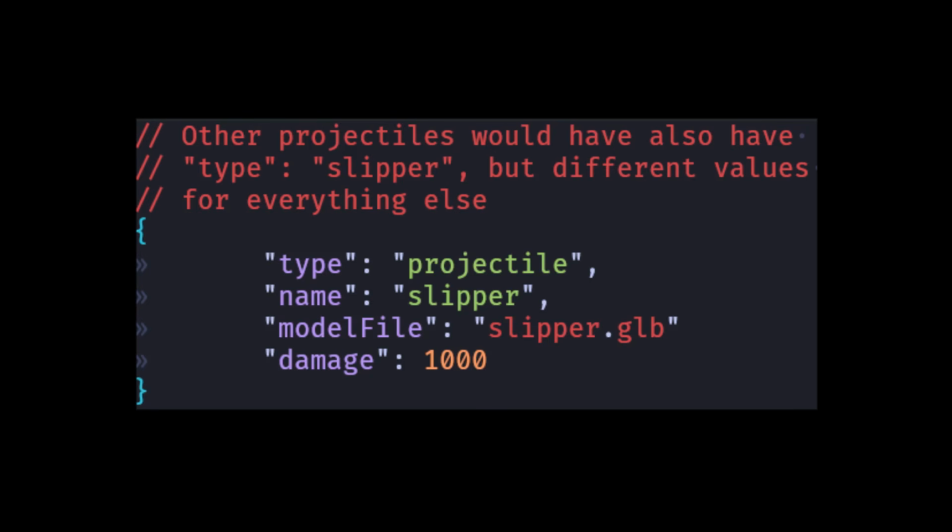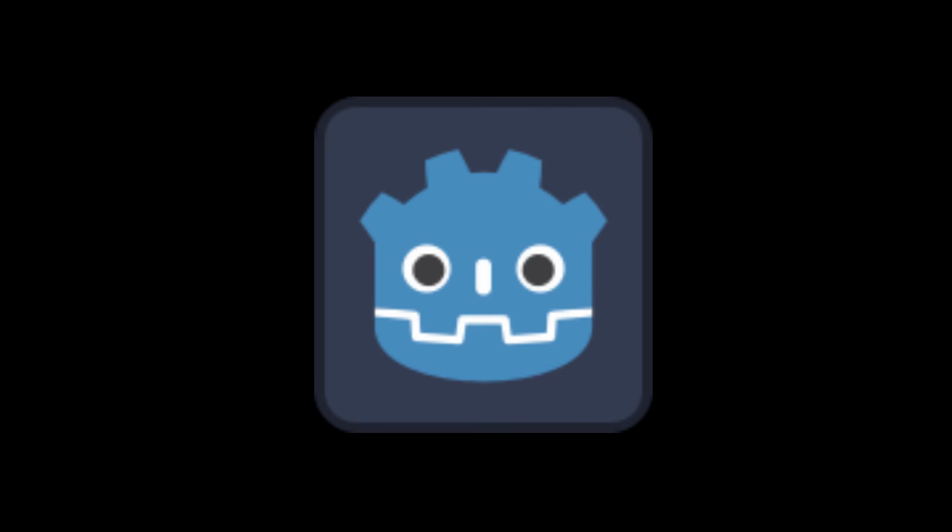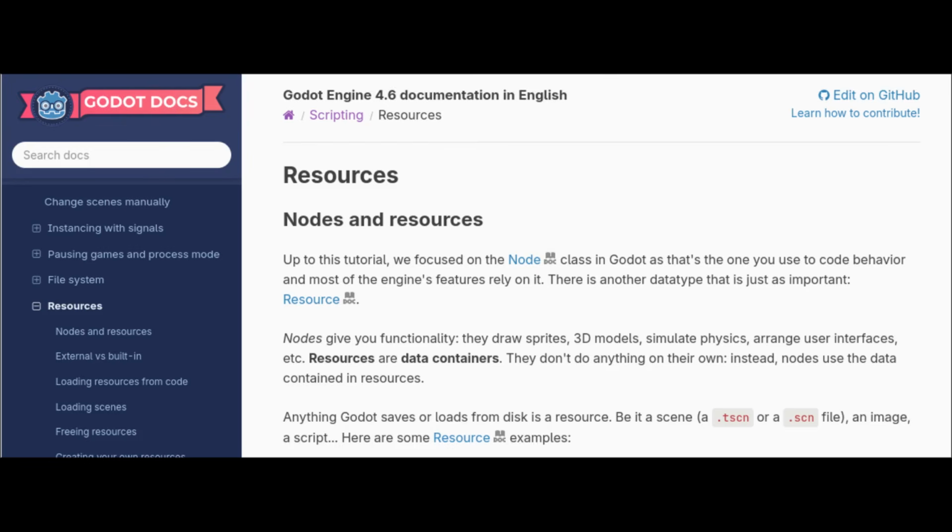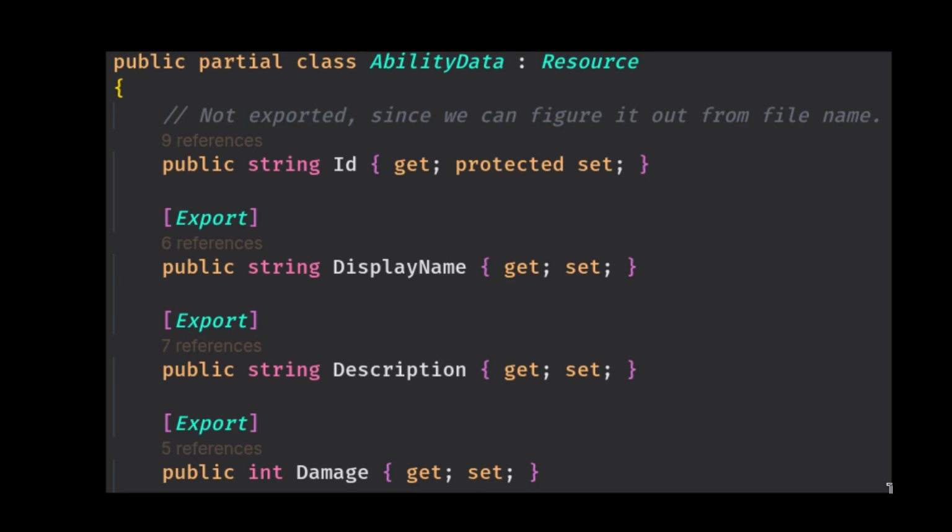In that file, we can specify a type of projectile, a name of slipper, and the model to slipper.glb. One of the reasons we write in data files instead of code is that it allows non-programmers to add new things easily in, for example, mods. In Godot, the game engine I'm using, resources are how you would achieve that. You have a class, let's call it ability data, which defines the structure of .tres files.